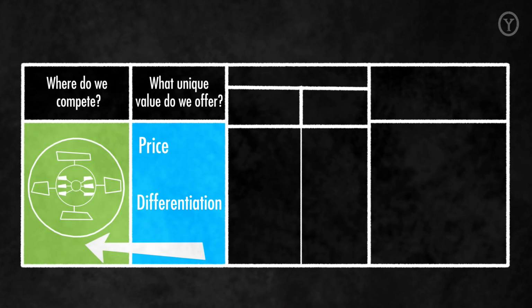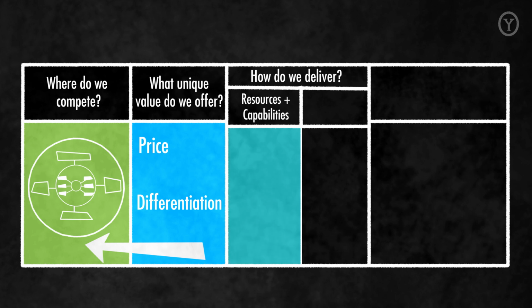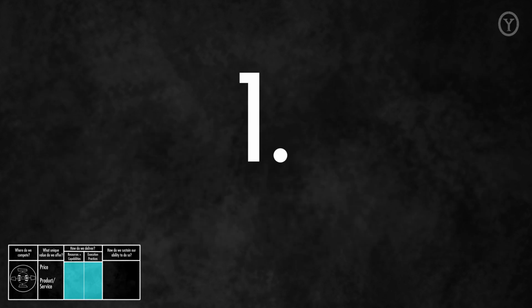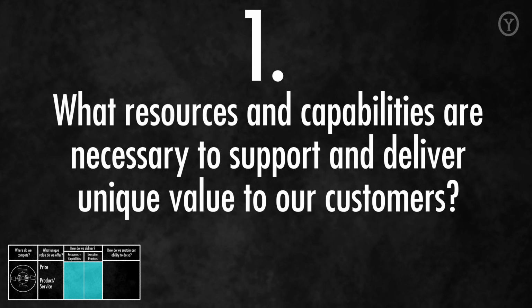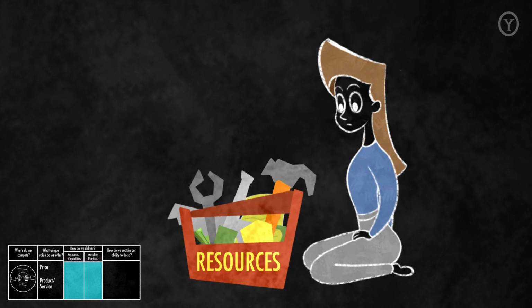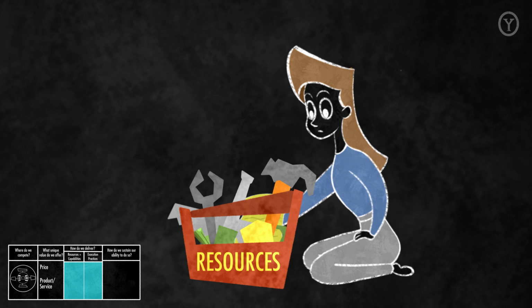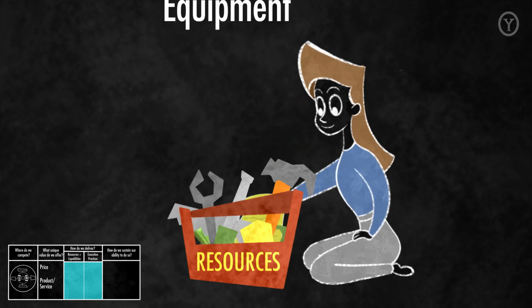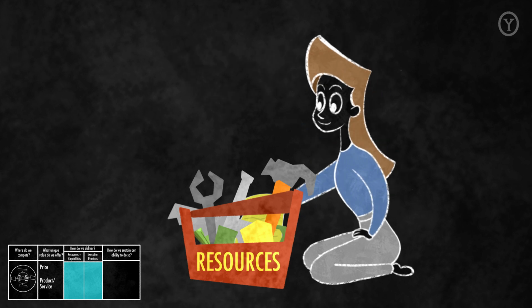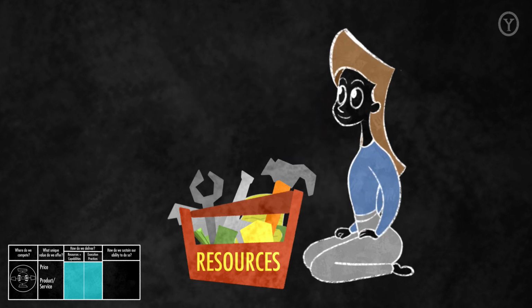Now that we know what unique value we offer and will need to offer in the future, we can examine how we actually deliver that value. There are at least two important subparts of analyzing how we deliver unique value. First, what resources and capabilities are necessary to support and deliver our unique value to our customers? We generally think of resources as things in the toolbox. These things could be tangible, like cash, property, equipment, or a customer base, or they could be intangible, such as intellectual property, knowledge, brand, reputation, and so forth.